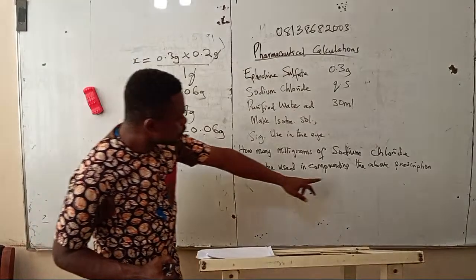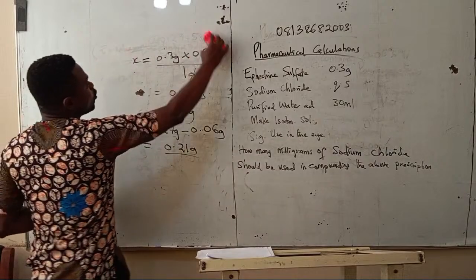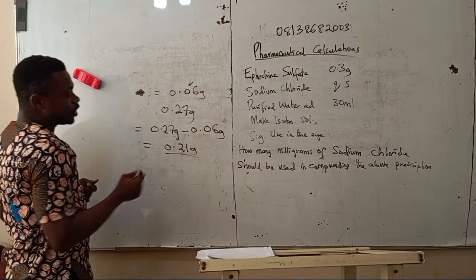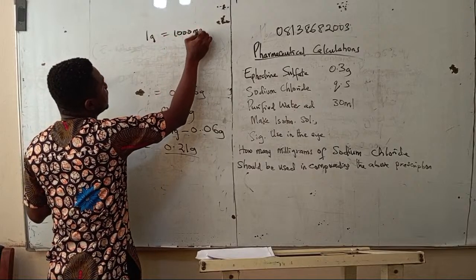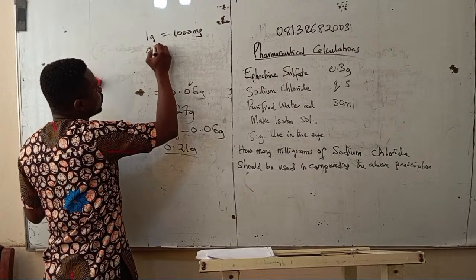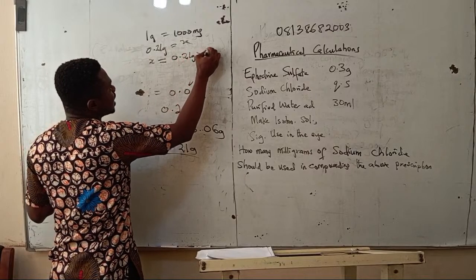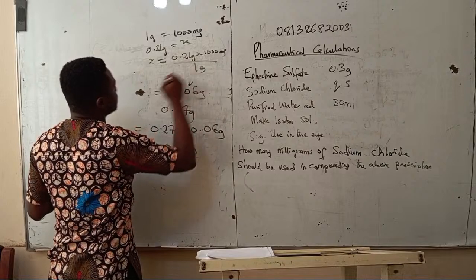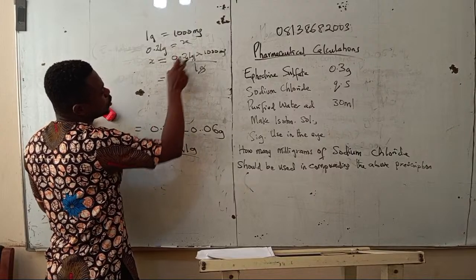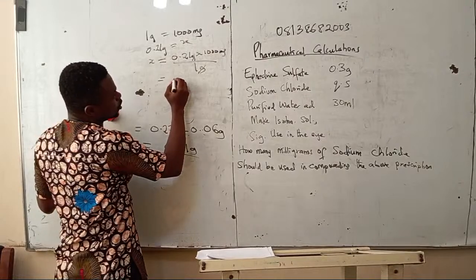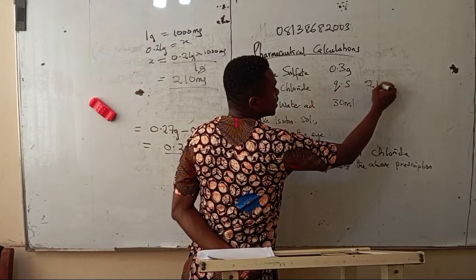But we are told to solve it in milligram. So let's convert this to milligram. Remember that 1 gram is equal to 1000 milligram. That means 0.21 gram is equal to X. X is equal to 0.21 gram times 1000 milligram all over 1 gram. Gram will cancel gram. 0.21 times 1000 milligram is 210 milligram. So the amount of sodium chloride to be added is 210 milligram.